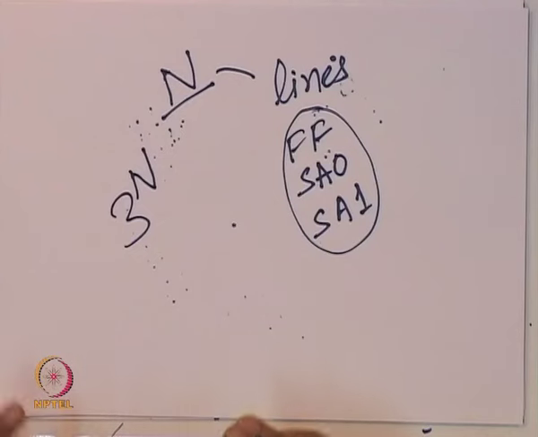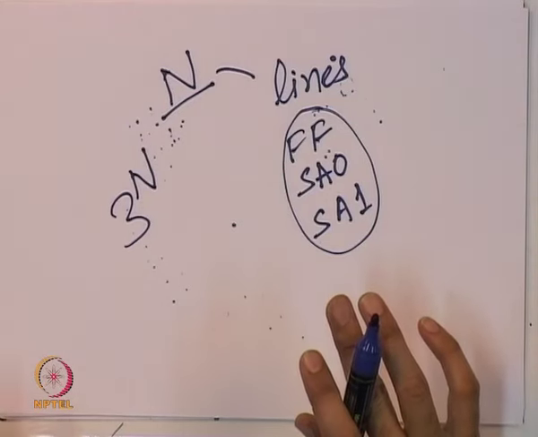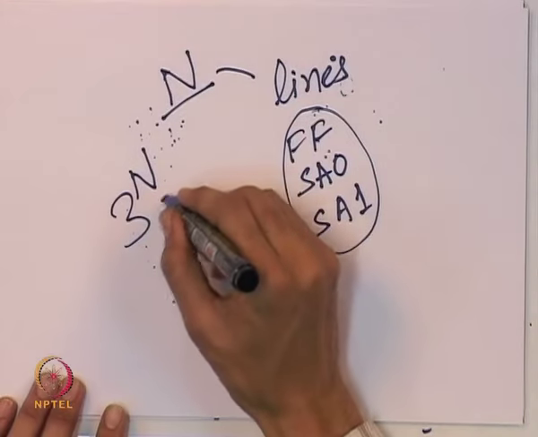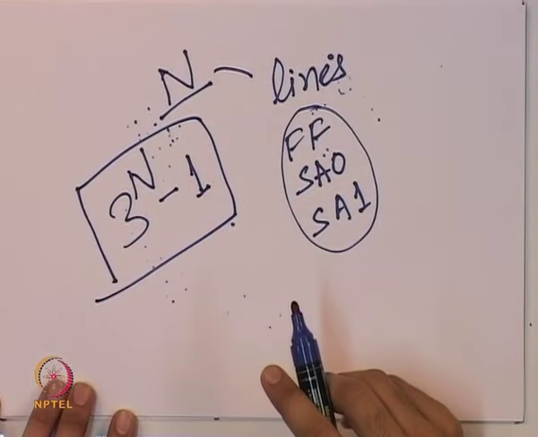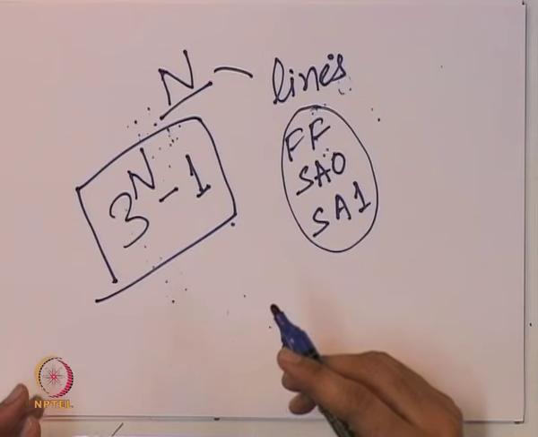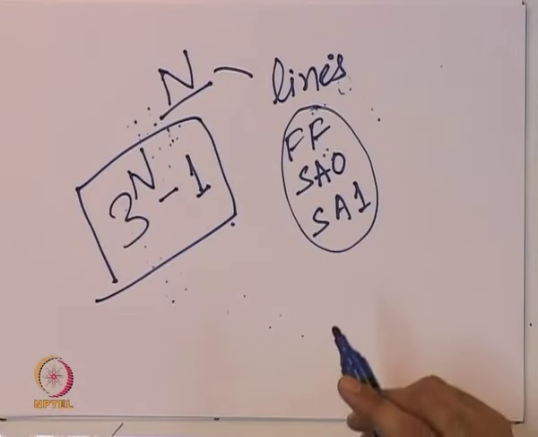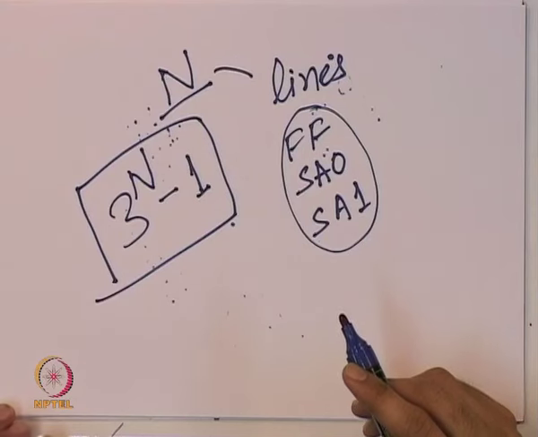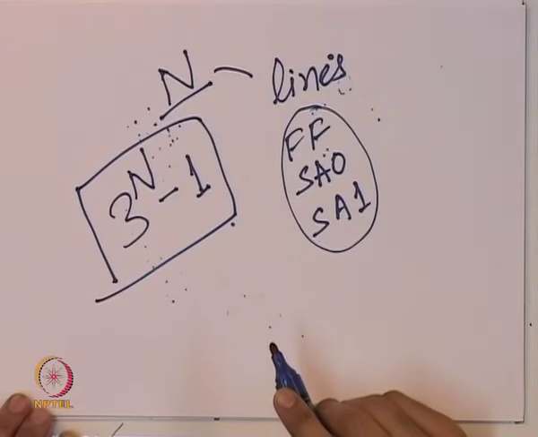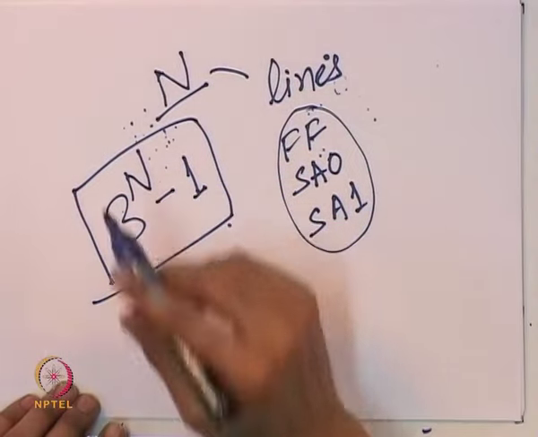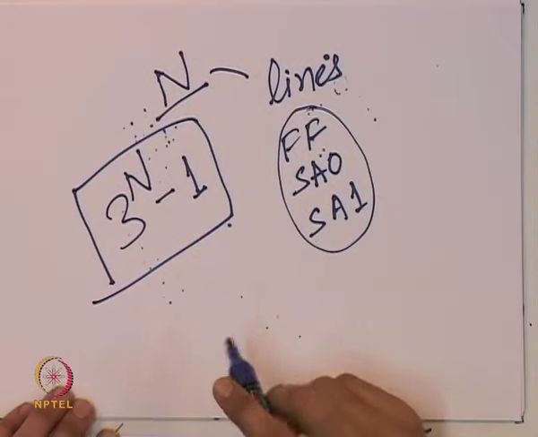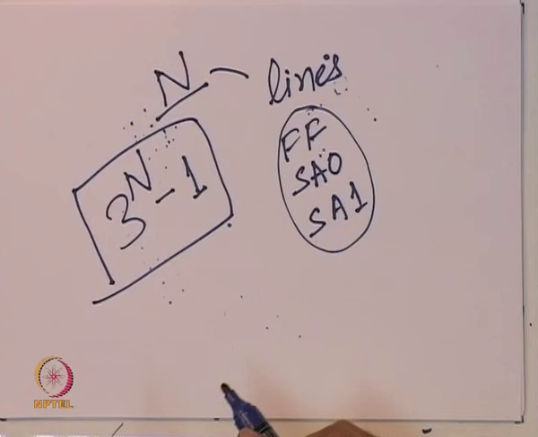Out of these 3 raised to the power n instances, only one instance would be fault free, when all the lines are fault free; all other instances are faulty. So, the number of faulty instances would be 3 raised to the power n minus 1. That means there can be 3 raised to the power n minus 1 multiple stuck at faults in this circuit. Again, this problem converts to an exponential problem.